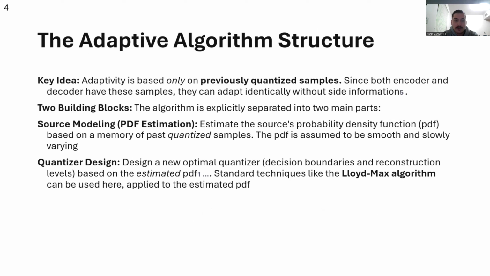First, source modeling. This block takes a history of the past quantized samples and uses it to estimate the source's probability density function. The algorithm assumes that the source's PDF is smooth and changes slowly over time.